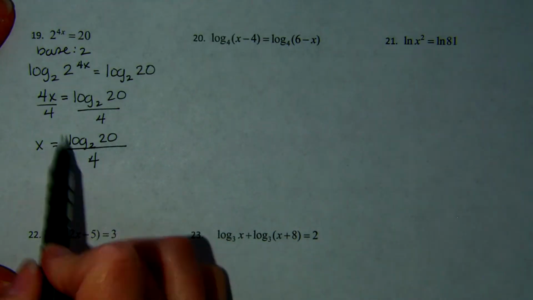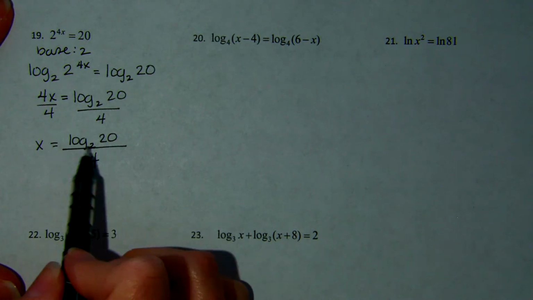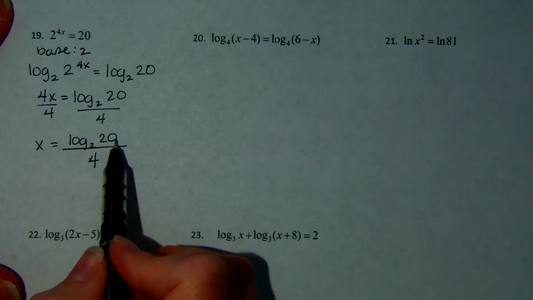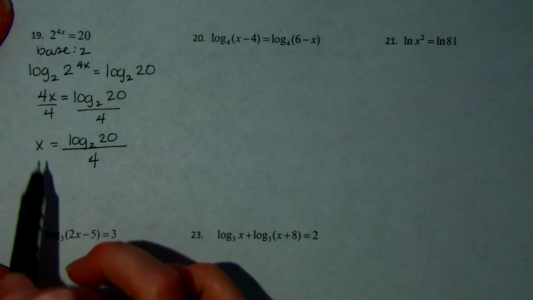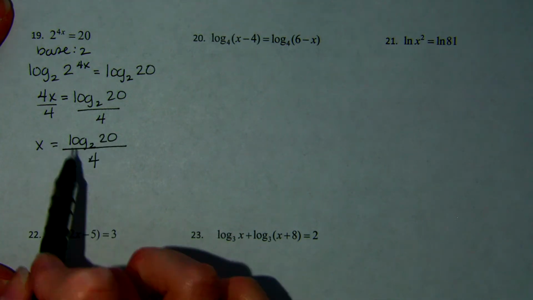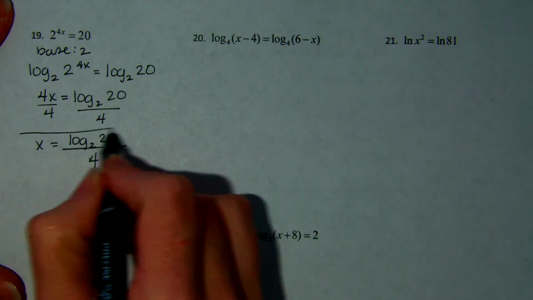The whole thing, the log and everything, divided by 4. I don't know what log base 2 of 20 is. You can't divide the 20 and the 4. That's not the way it works. So this whole thing, log base 2 of 20 divided by 4. That's your answer.